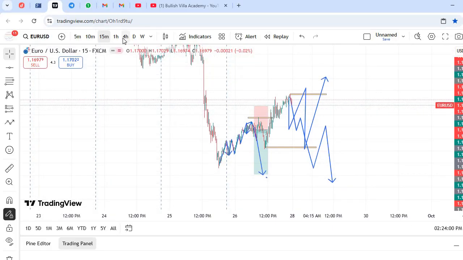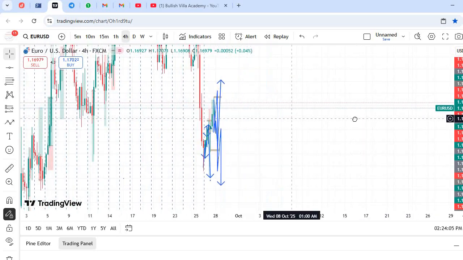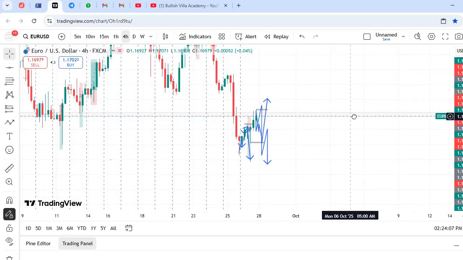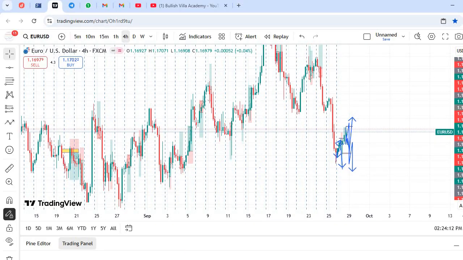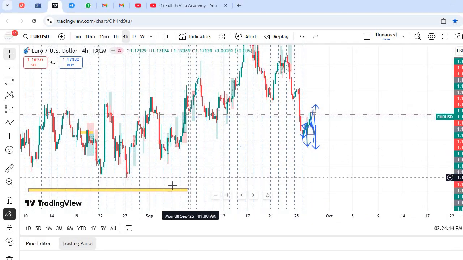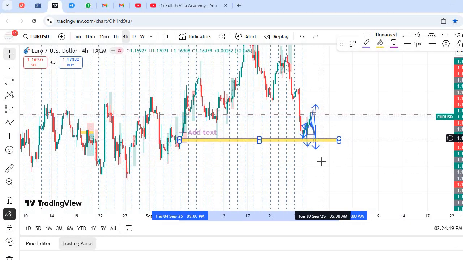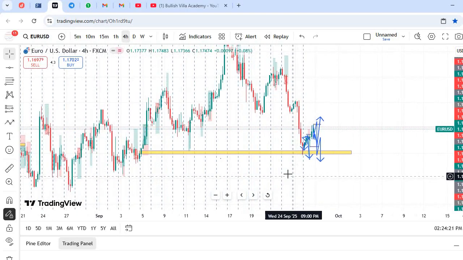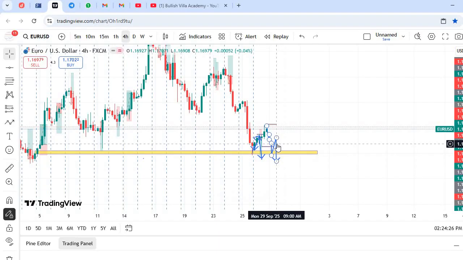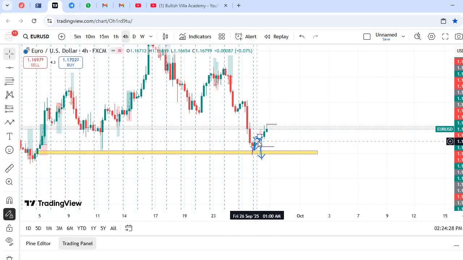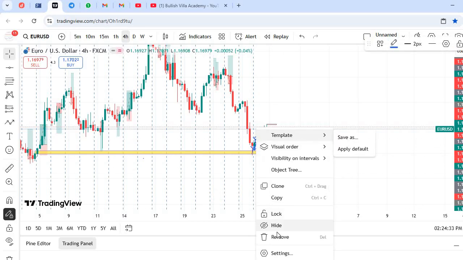But my bias for the new week is that I'm expecting a bullish trend rather. Can you see? So my bias for this new week on Eurusd, I'm expecting a bullish trend. For this new week, I'm expecting a bullish trend. Let me remove all this. I'm expecting a bullish trend for this new week.